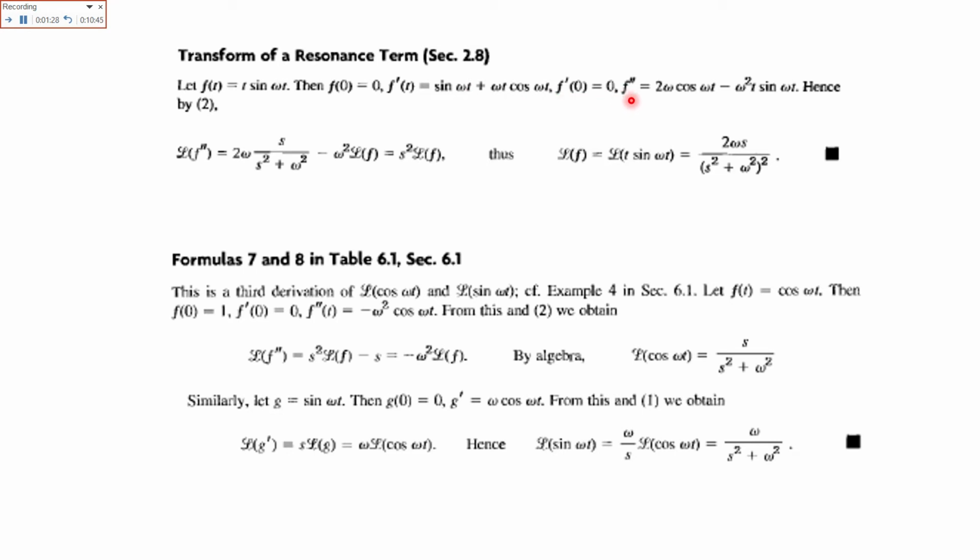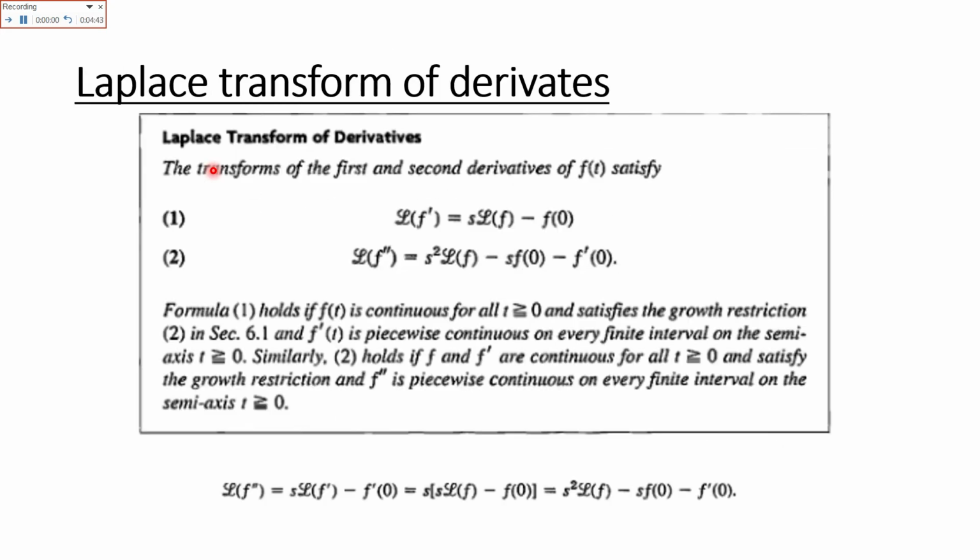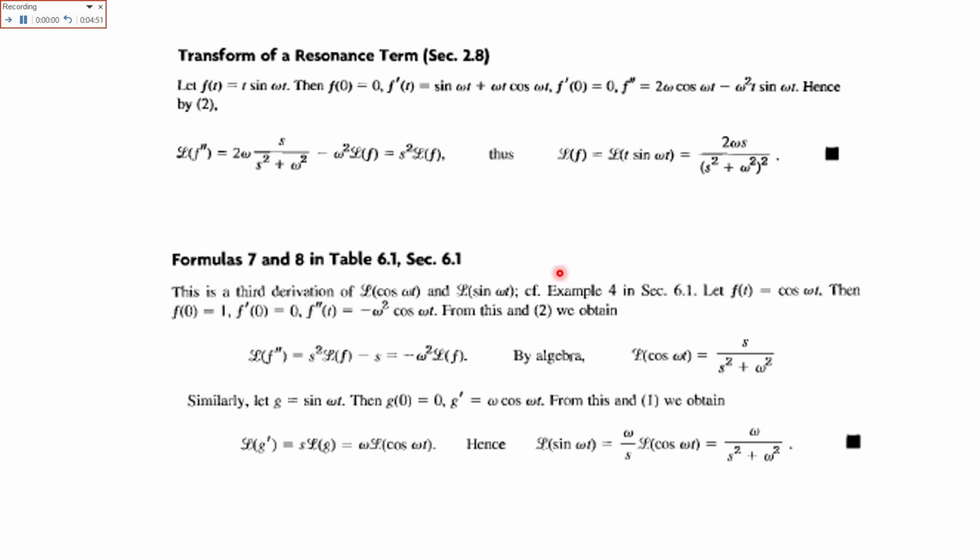Now f double dash, here we have to take the double derivative. f double dash is equal to 2 omega cos omega t minus omega square t sin omega t. So Laplace of f double dash has the formula as we have studied here, s square Laplace of f minus s into f of 0 minus f dash of 0. So we'll put all the values here.